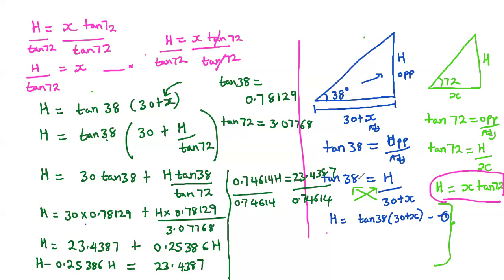So when I divide 23.4387 divided by this, I'll end up with my height h as 31.41327. So kindly first check whether you are also coming up with the same thing as mine.